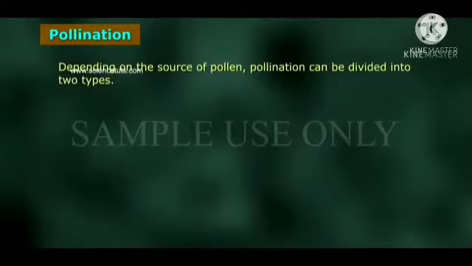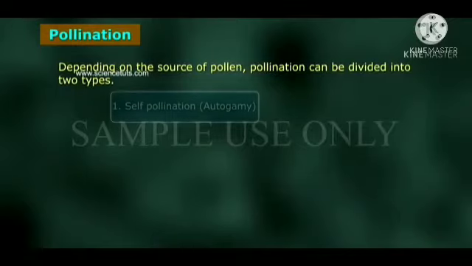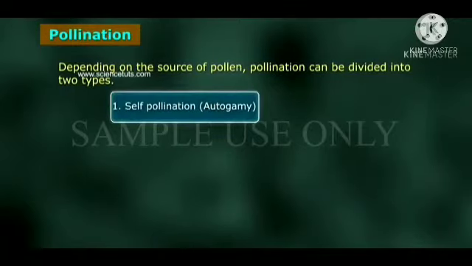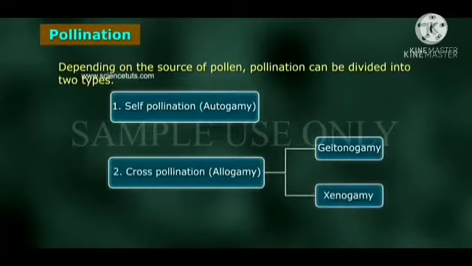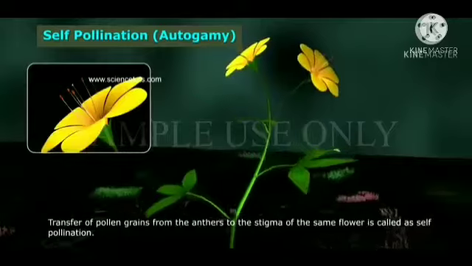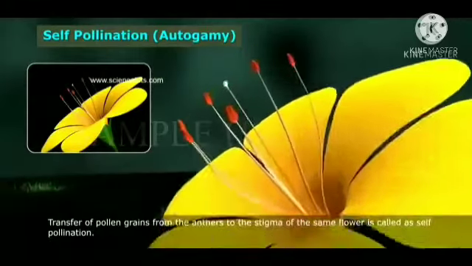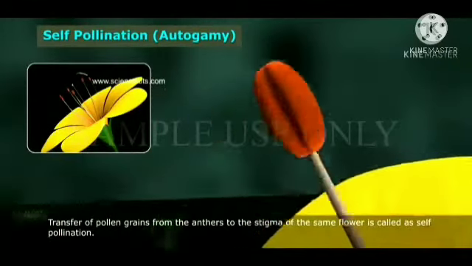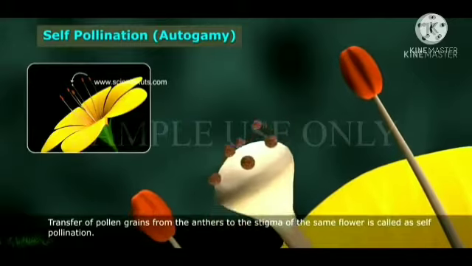Now, depending on the source of pollen grain, pollination can be divided into two parts. We have what's called self-pollination, which is also known as autogamy. Second, we have cross-pollination, which is also known as allogamy. So these are different types of pollination. Now let's go to self-pollination. Self-pollination is the transfer of pollen grains from the anther to the stigma of the same flower.